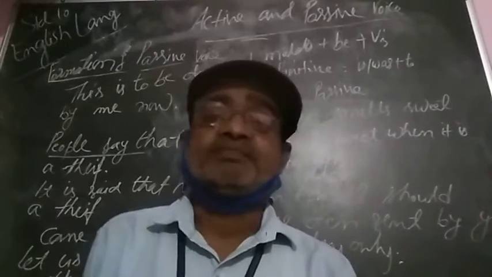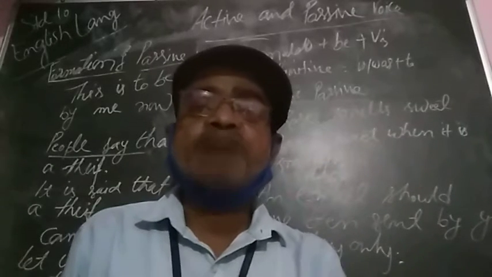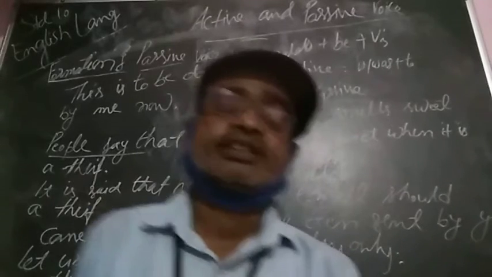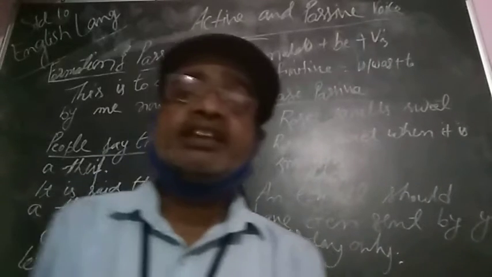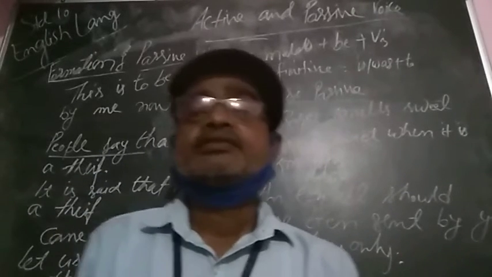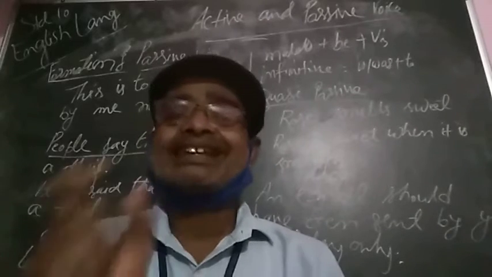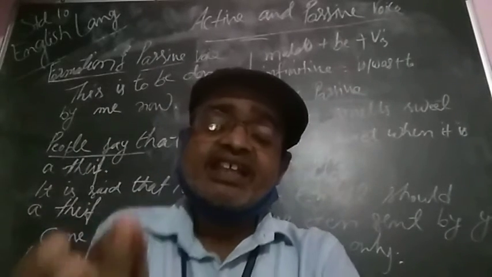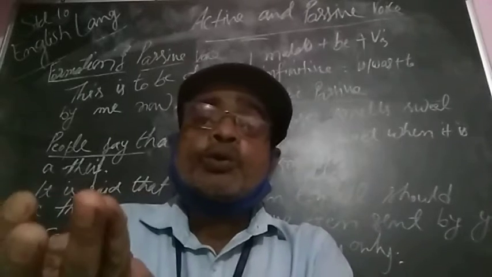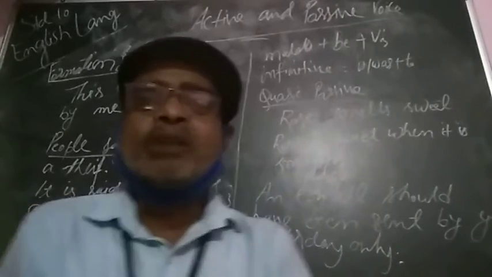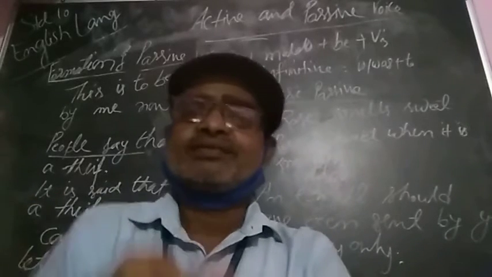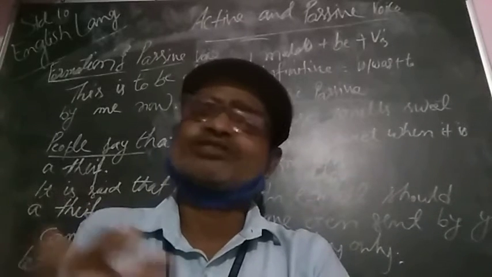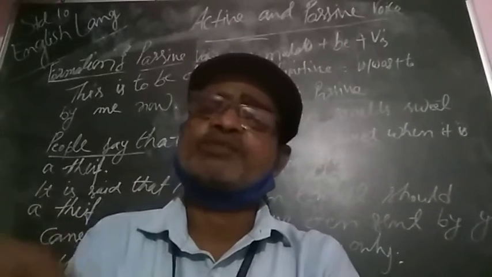But sometime we don't use by plus objective form of subject. When do you know? Well, of course, when you are not very clear about the doer of an action. First thing. And number two, when it's very common. Okay, anybody can guess who is the doer of an action. Then also please don't use by plus objective form of subject.